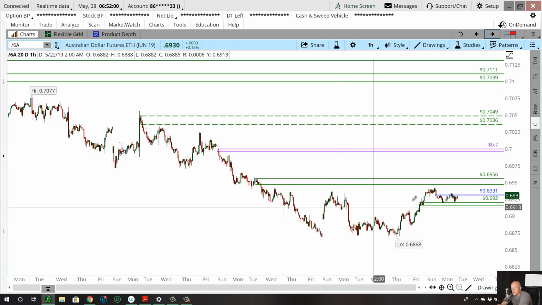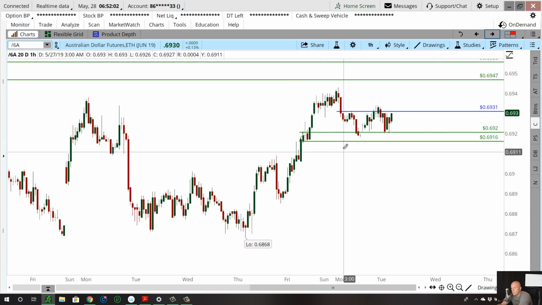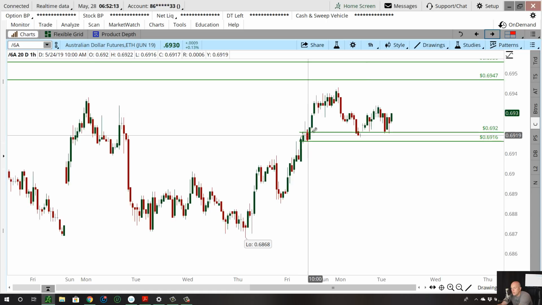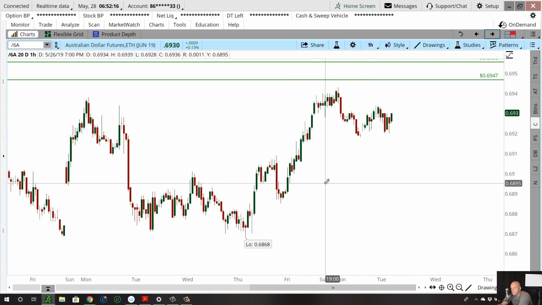In the Aussie, we had taken a look at this area kind of for a potential reversal right through here. Gave us a nice little pop higher off of that gap area. We've kind of come back in. Now we're just kind of basing around. So I'm going to remove those levels.